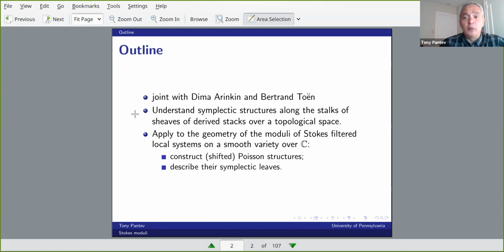And then once the framework is in place, the application we want to pursue, and the application that was the main driving force behind the project, is to understand the moduli of Stokes filtered local systems on a smooth variety over the complex numbers, construct the Poisson structures on those that will be shifted in higher dimension, and describe the symplectic leaves of those Poisson structures. So this is the plan, and now let me plunge into the story.